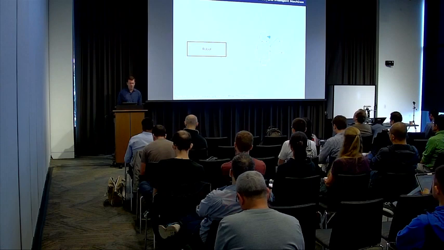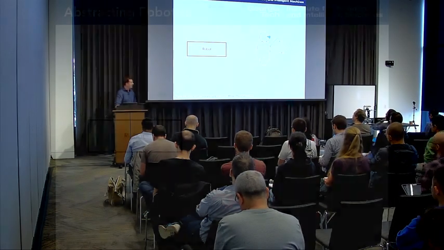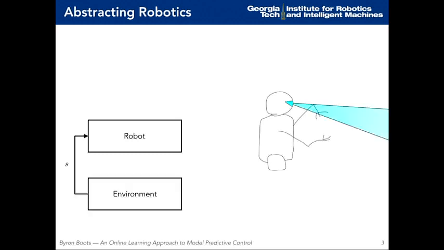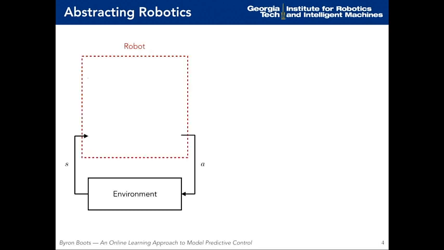So I want to start by thinking abstractly about what a robot is. So here is a robot. I drew this when I was a grad student. And usually we can assume that the robot can perceive the environment and take an action which can change its relationship to the environment. So this is like your basic robotics paradigm that you see in sort of introductory textbooks.